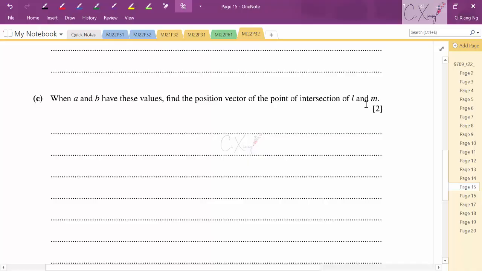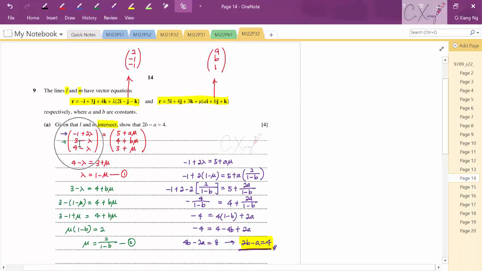To get the position vector of this point of intersection, we actually have to use back either this equation or this equation to get the position vector. Because we have the values for A and B, I think it's quite easy for us to get A, B, and mu. So I'm going to use this formula to get the position vector. Please take note of this part. This is the position vector formula. I need to substitute all the values for A, B, and mu to get the answer.